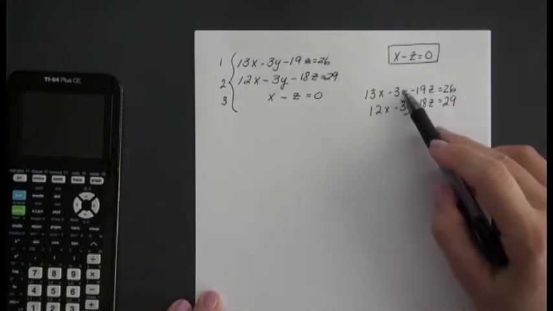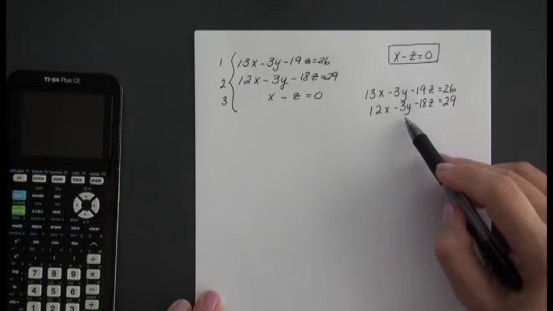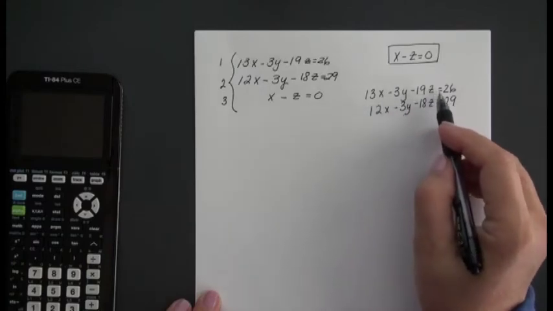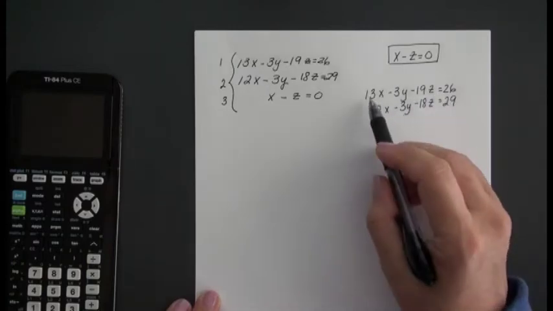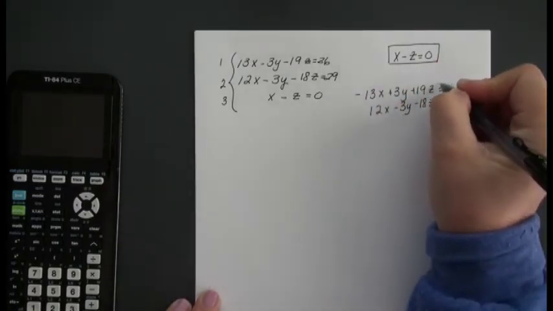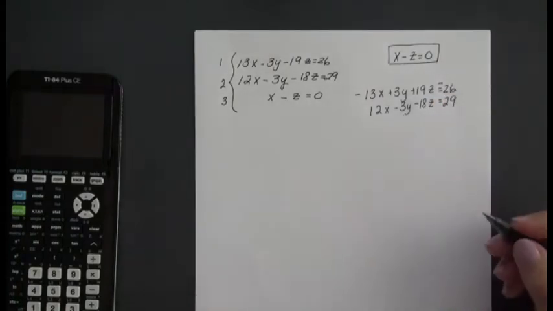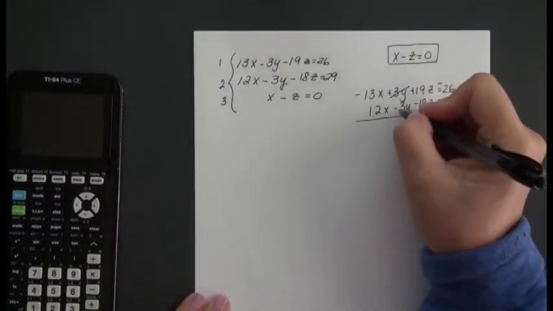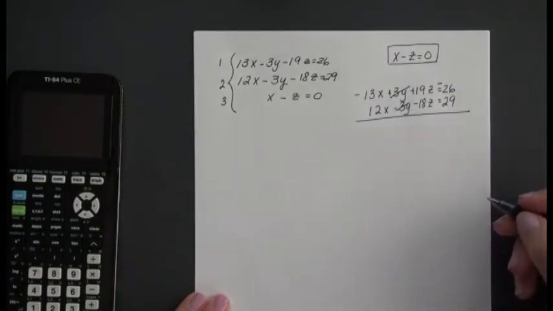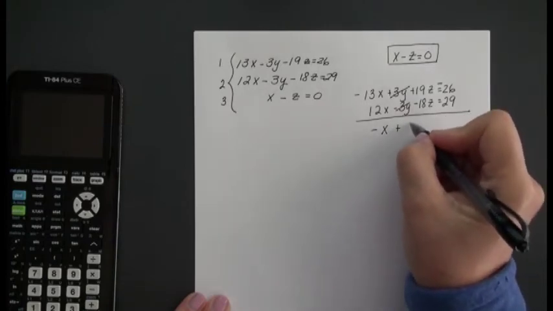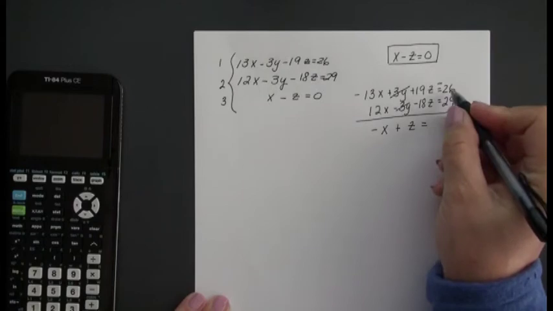Now we could eliminate these if we had a positive 3 and a negative 3. So I'm just going to multiply this top equation through by a negative 1. And rather than showing that, I'm just going to change the sign of every term in the first equation. That's essentially multiplying the whole equation through by a negative 1. Now if I add those together, my y's will eliminate, and I will have negative 1x plus z equals 3.